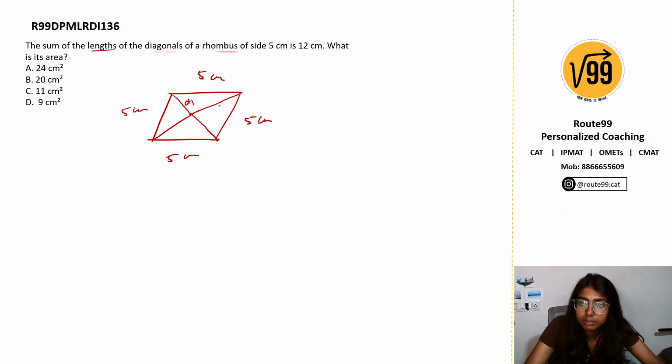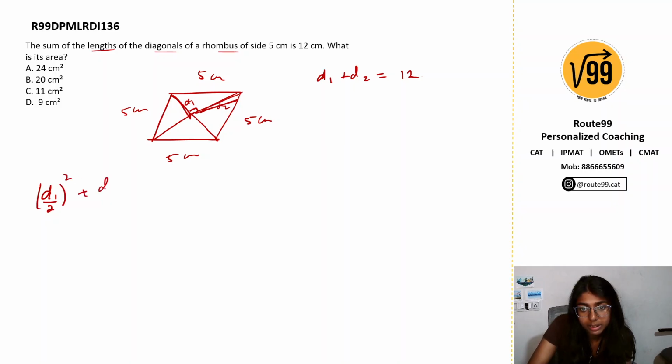आपको दे रखा है, इसका सम दे रखा है. So D1 plus D2 is given to you as 12. Okay. So now if I see this is D1 by 2, this is D2 by 2, we all know that the diagonals of a rhombus bisect each other at 90 degree. So can I say that D1 by 2 whole square plus D2 by 2 whole square is equal to 25?